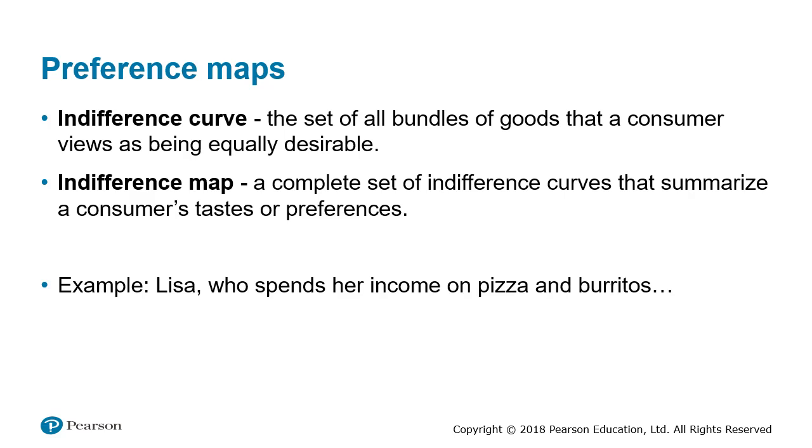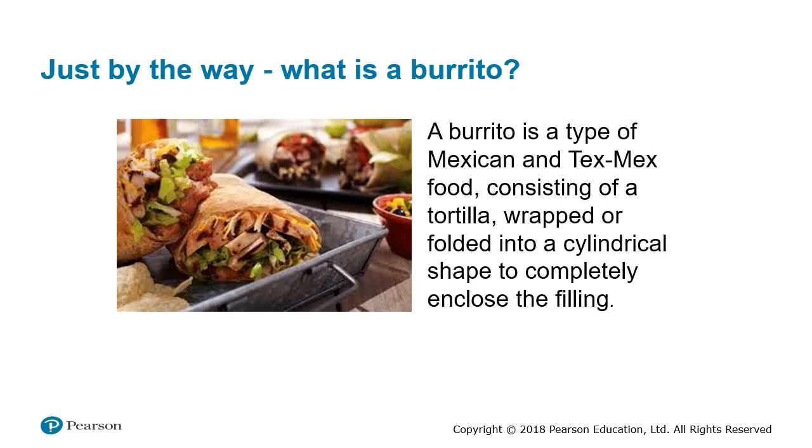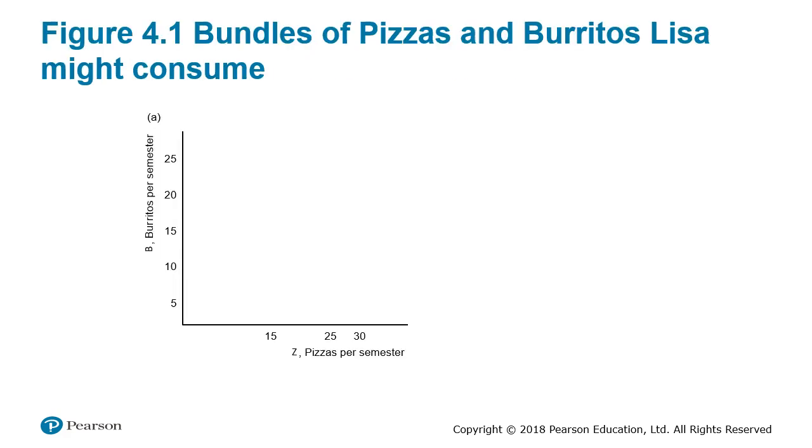We're going to take a simple example of a student, Lisa, who spends her income on two goods, pizza and burritos. By the way, this is one of those rather American examples that I mentioned in the introductory video. In case you're wondering, a burrito is a popular type of American takeaway, very similar to a wrap or a roti. We can go on to develop a simple model of our consumer and her choices over two goods over the semester. So we can plot burritos and pizzas on a set of axes.